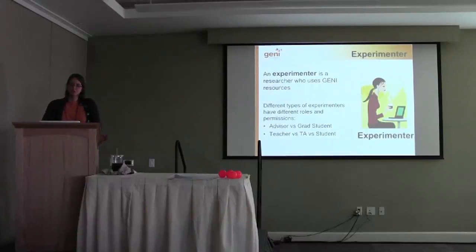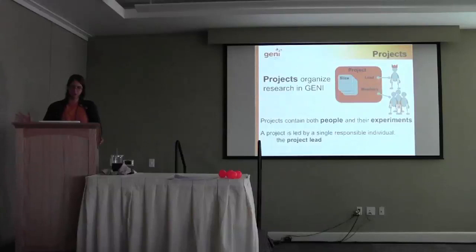And because of those different roles, inside the portal they will have different permissions. So perhaps my advisor and a grad student might have different roles and therefore different permissions. Or even more obviously, a professor who's teaching a class with a grad student assistant and the undergrads in that class will all have different roles and different permissions. There are different things that they can get permission to do in the portal. All right, so now that we have experimenters, they perform those experiments in the context of a project.